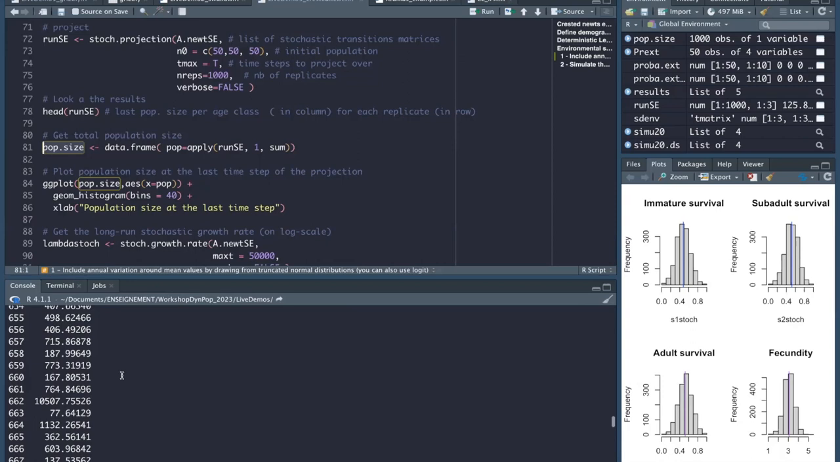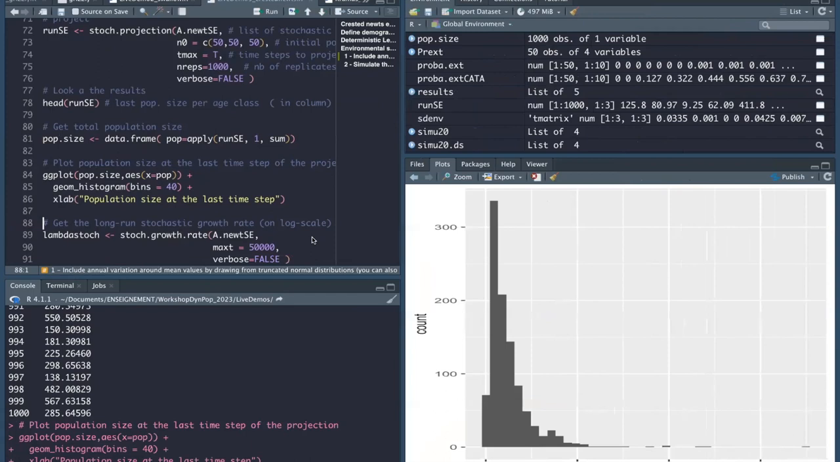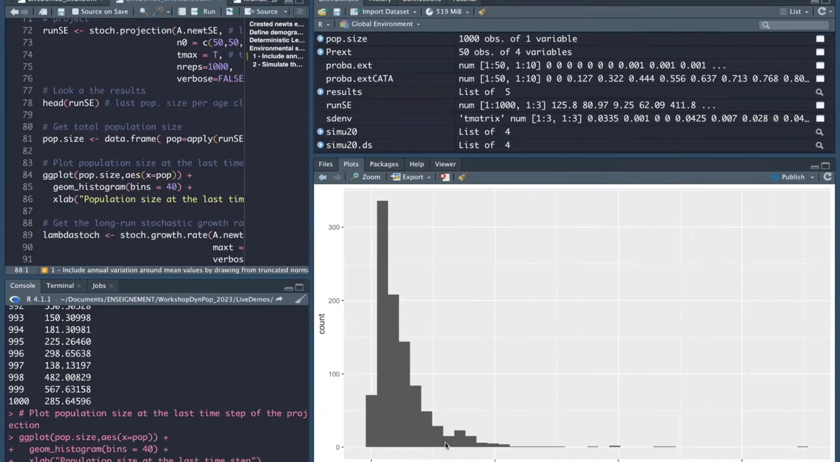We have a lot for 1,500 replicates. We can probably plot that instead of looking at the huge vector. And that's giving us the distribution of the population sizes at the last time step. So we have some of them getting extinct. A lot of them are small population sizes, and a few of them can grow very big. But we see that we have some extinction happening here.